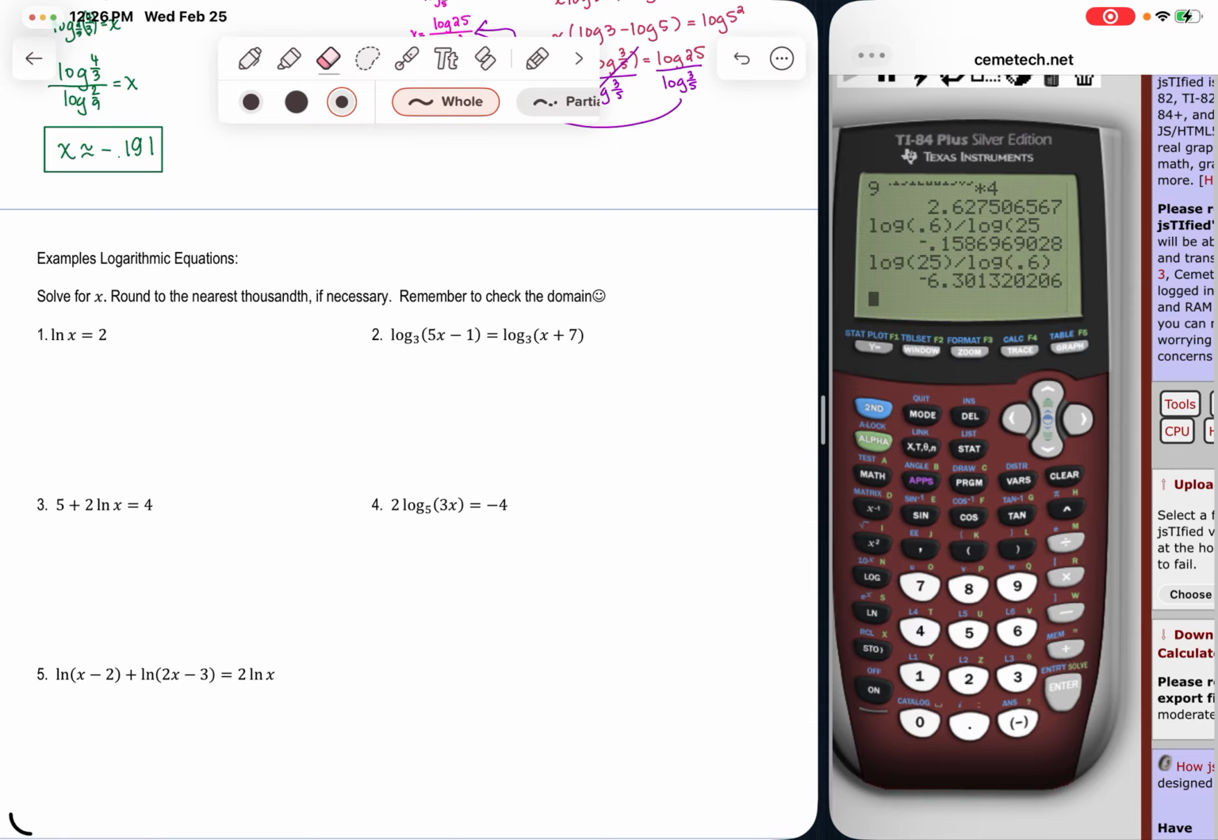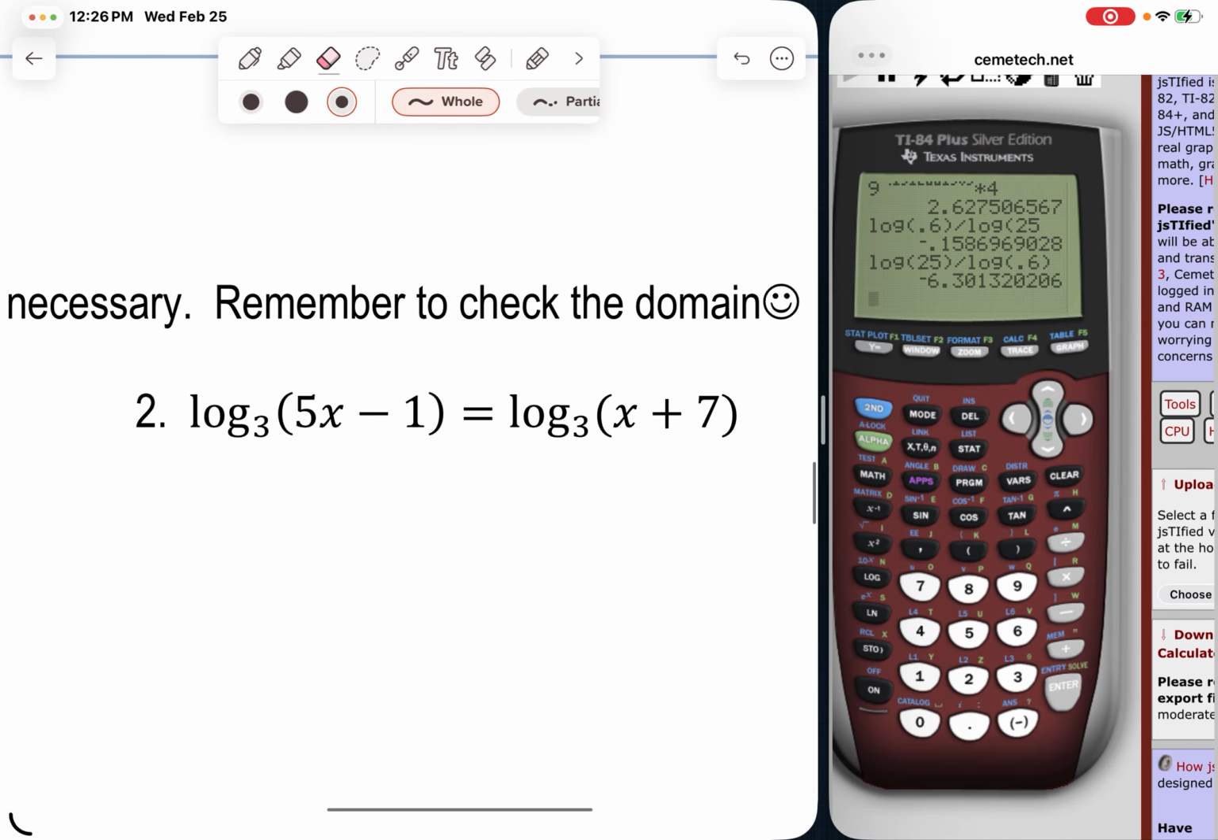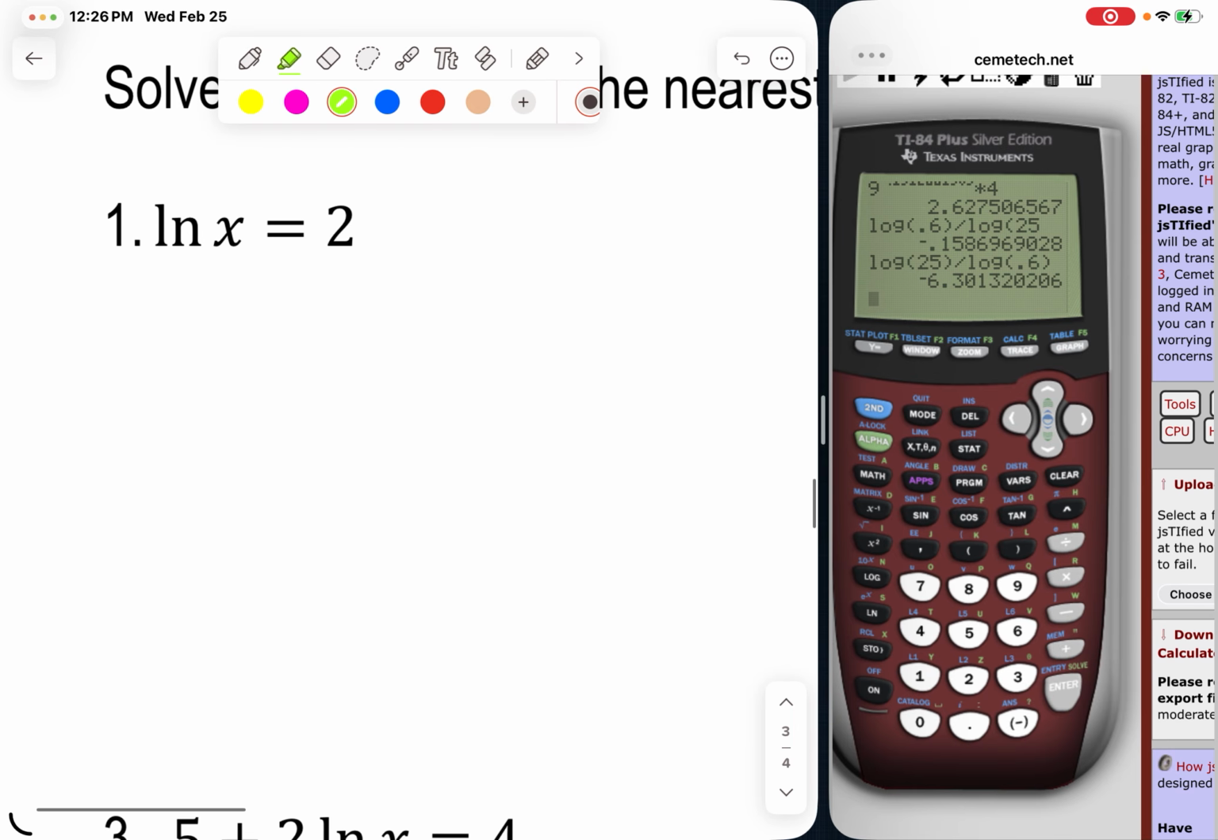We know that the argument can't be negative. So for example, if I solved this and got x is 0, and I plugged it in right here, I would get an argument of -1, it would not work, okay? All right, but let's go ahead and solve these.